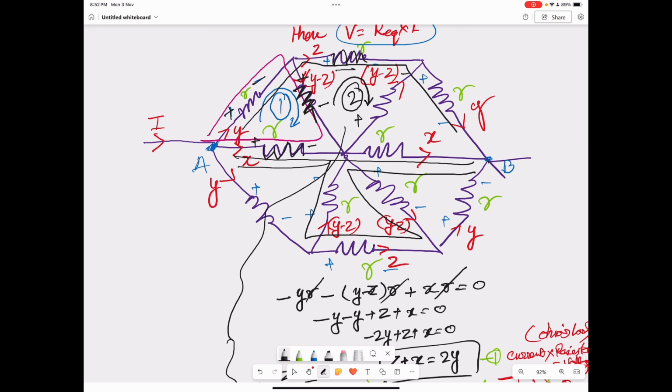So for the simplicity of finding out the equivalent resistance, and that you all students will have to do, choose the simplest path. So I am choosing the simplest path, which is this path, where the voltage drop is x into R plus x into R.